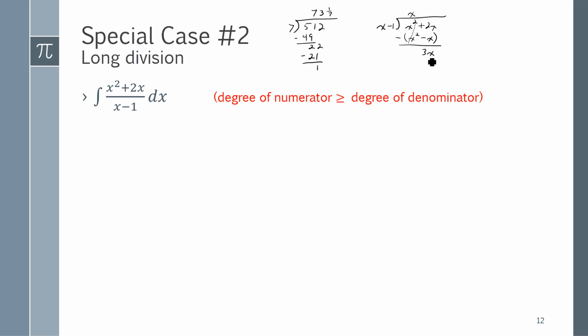What would I multiply x by to get 3x? Well, I'd multiply by a positive 3. 3 times x minus 1 gives me 3x minus 3. But I'm subtracting that. So the 3x's cancel. Nothing minus a negative 3 is a positive 3. There's nothing else to pull down. So I will have plus 3 over the x minus 1. So this integral is the same as the integral of x plus 3 plus 3 over x minus 1.